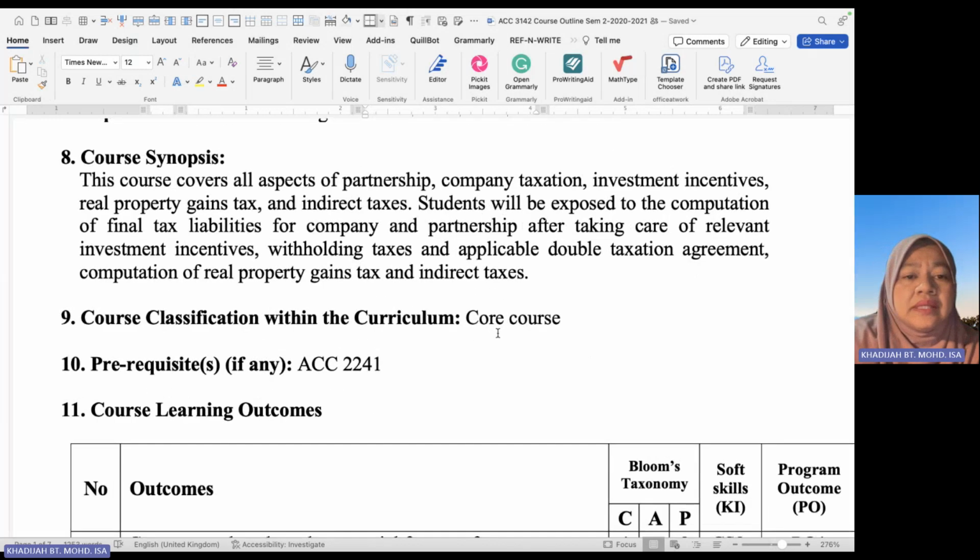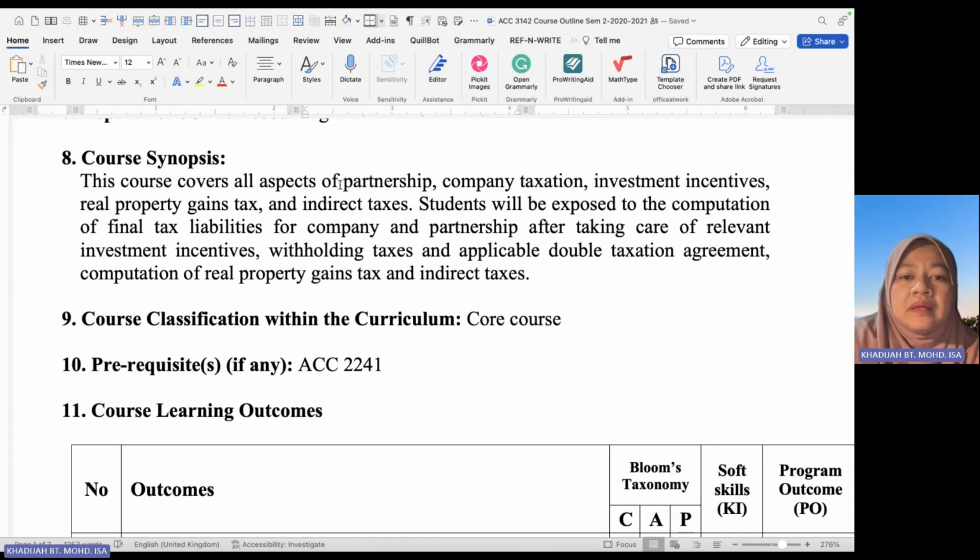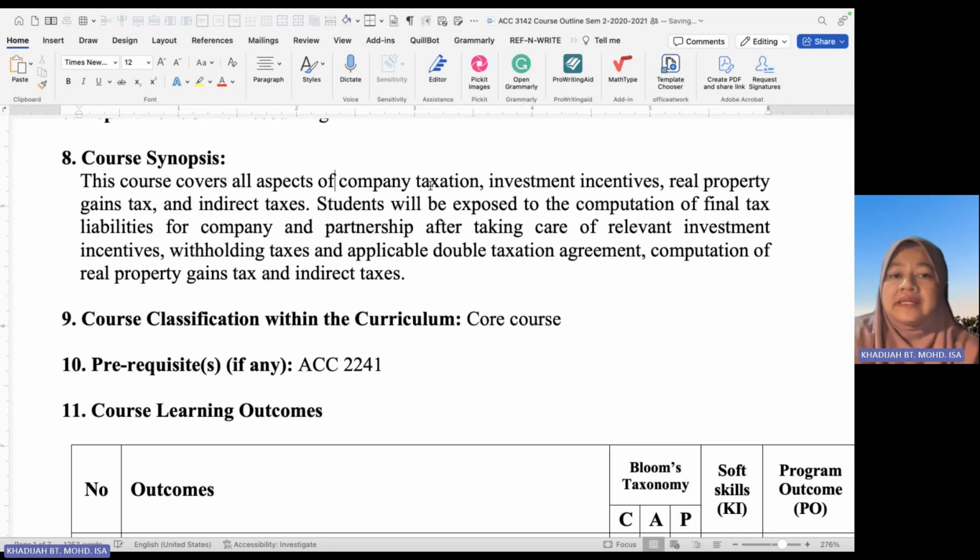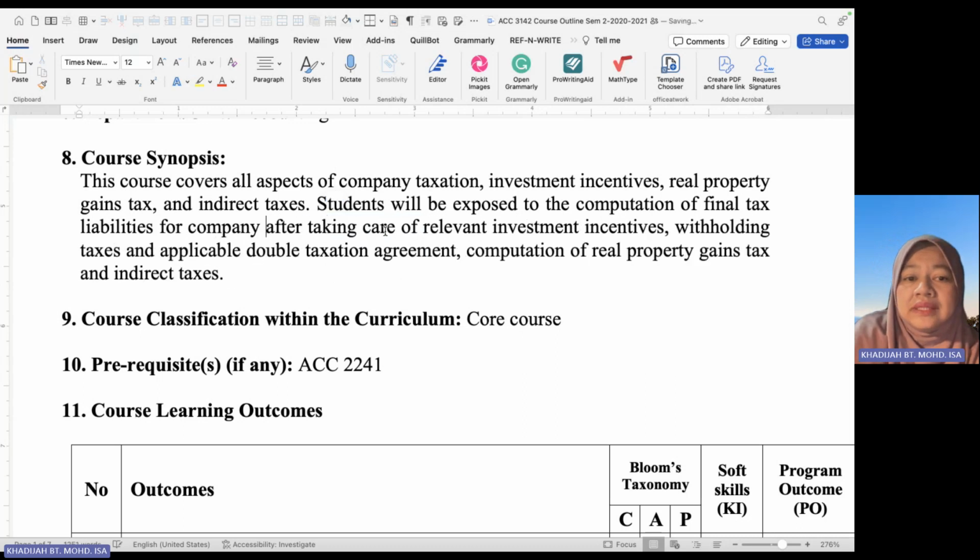There are some adjustments for this, because we have taken out the partnership from taxation 2, as it is now in your tax 1. I believe most of you did your tax 1 in the previous semester, which means you have covered partnership. So it is no longer there in tax 2. You reduce one topic in your taxation 2.